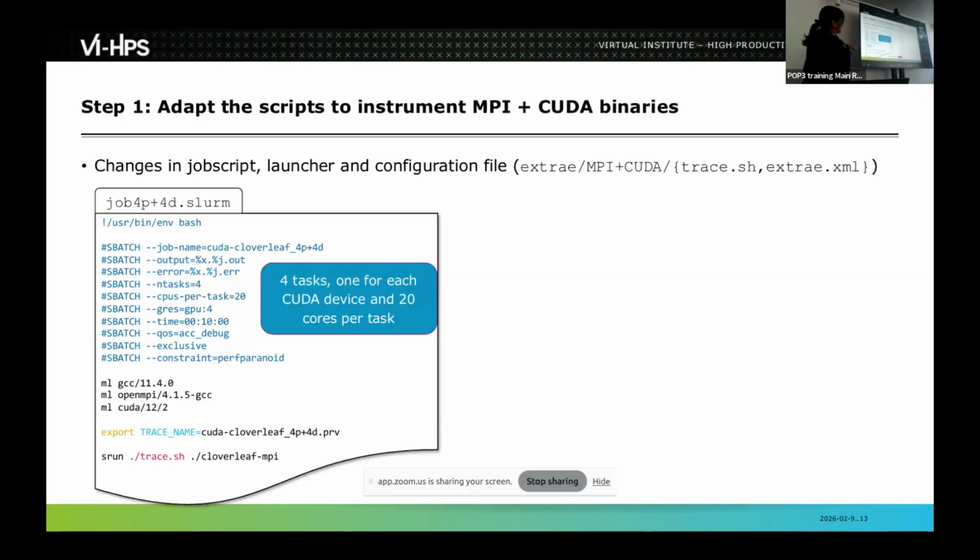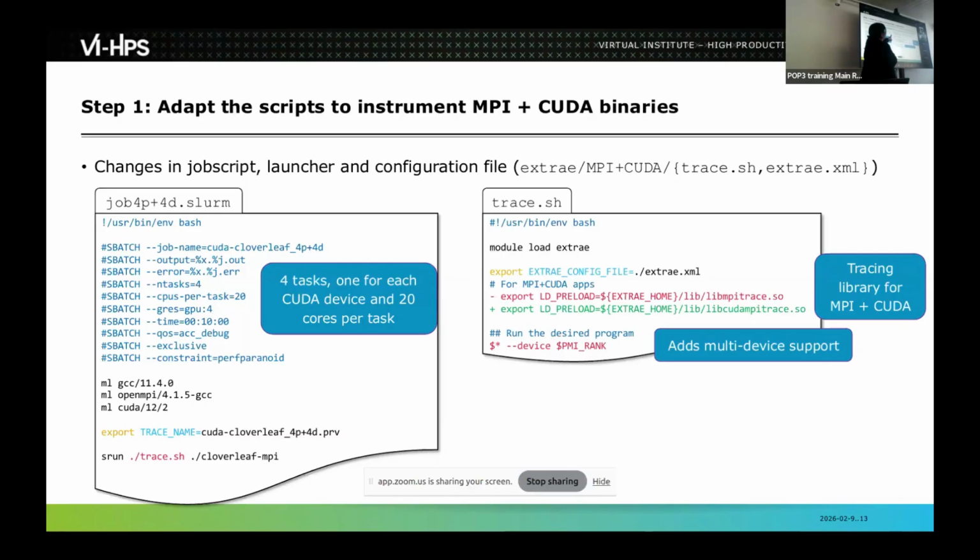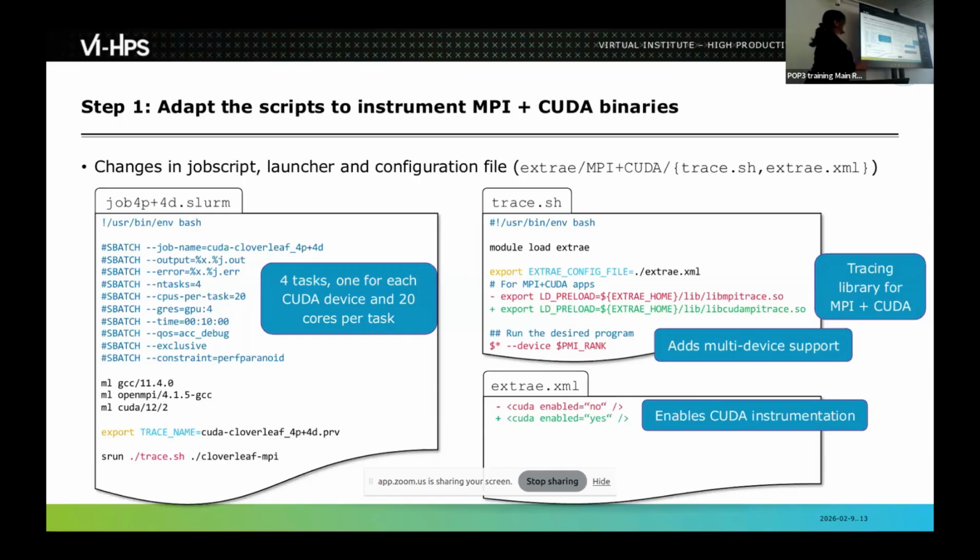The other important part we change here is the trace.sh script. In that case, we need to select, in green here, the library that is for CUDA plus MPI. This is a very important part, because sometimes people put the wrong library here and you can still obtain the trace. So remember, select the right library. In that case, it's CUDA plus MPI. Also, you need to add this to add multi-device support. All of this is in the folder of the tools, so you can take it from there. And there is another part that you need to change.